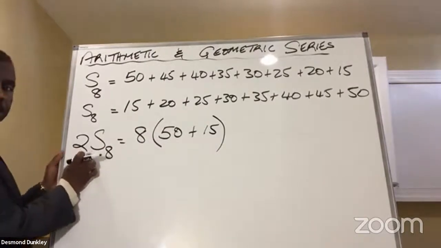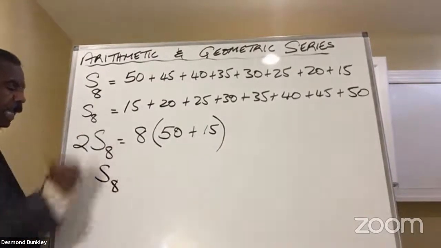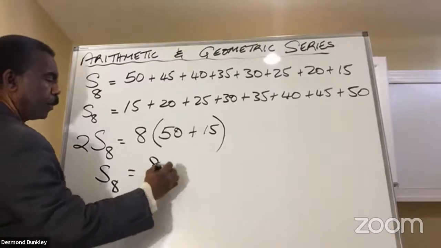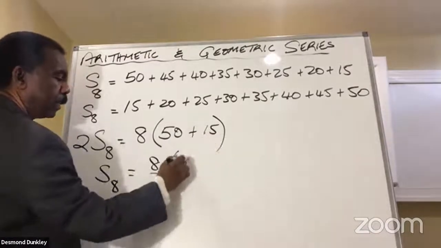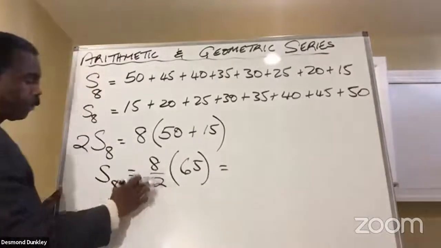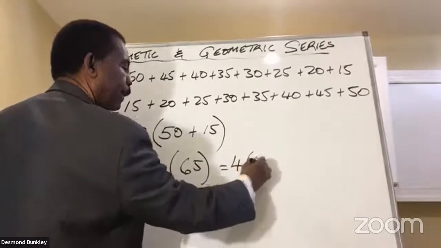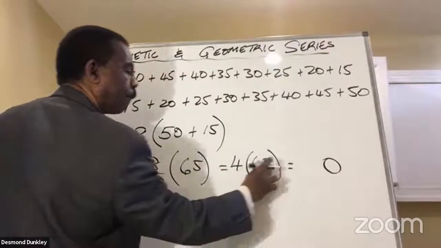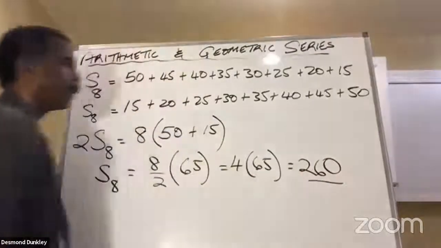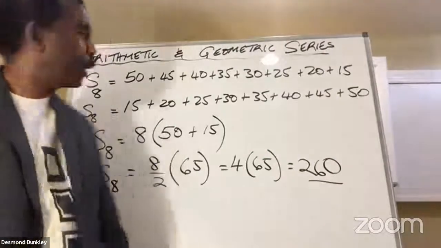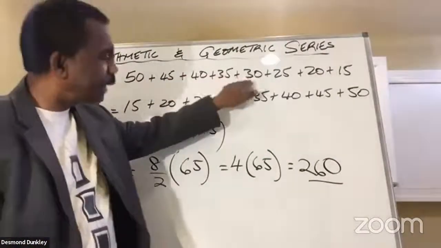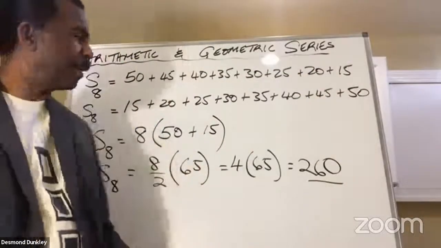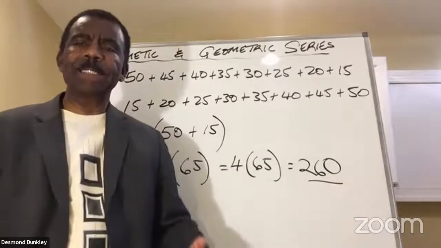Okay, and that's double, but you only need the sum of the first 8 terms. So we have to divide by 2. So you end up with 8 over 2 times, and 50 plus 15 is 65. So therefore, 8 over 2 is 4 times 65, which happens to be 4 times 5 is 20. 4 times 6 is 24. So that is 260. So look how we got 260 without adding this plus this plus this plus this plus this plus this plus this plus this. You see? So that's monotonous. That's time consuming. We need strategies to expedite the process.